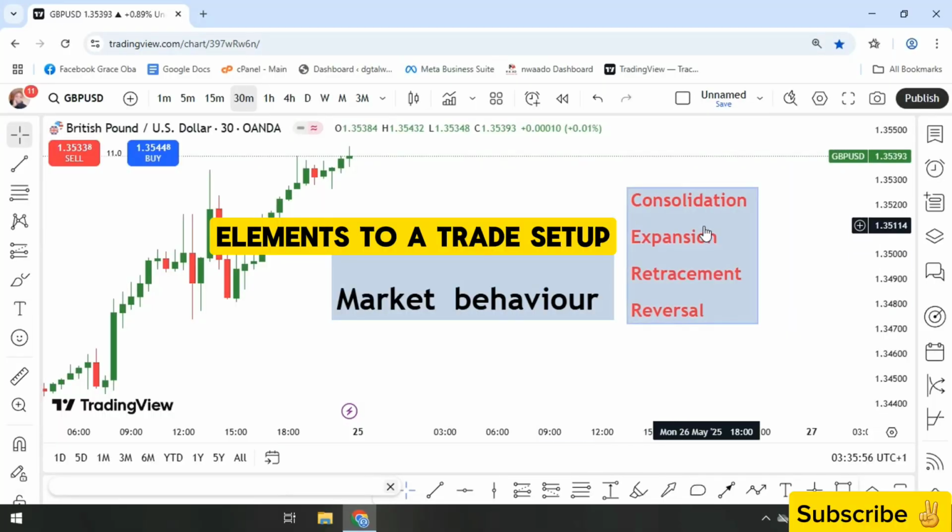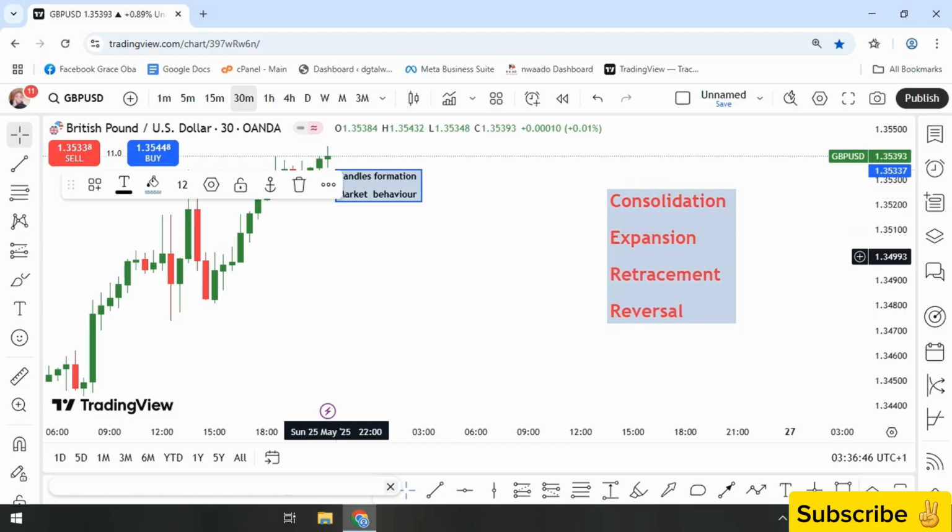There are four elements to a trade setup, right? Four elements to a trade setup: the consolidation, expansion, retracement, and reversal. And I'm going to briefly discuss it with you right now. So let's head on to consolidation, which is the first one on my list here. Now a consolidation is a period where a currency pair moves within a relatively narrow range, right? It typically occurs when the market is indecisive, like there's no distinct direction.